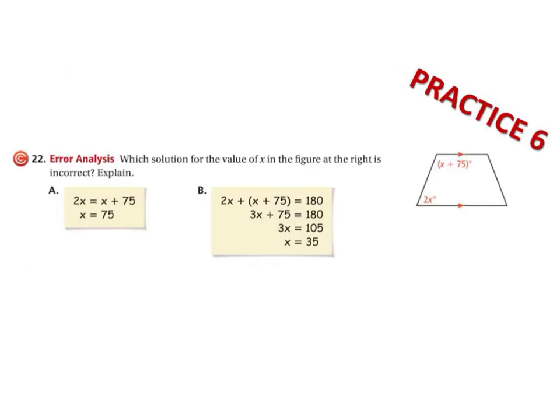Your final practice problem is to find which solution for the value x in the figure at the right is wrong and explain why it's wrong. Now, if you look back at your other practice problem, you should be able to determine which one is wrong pretty easily.